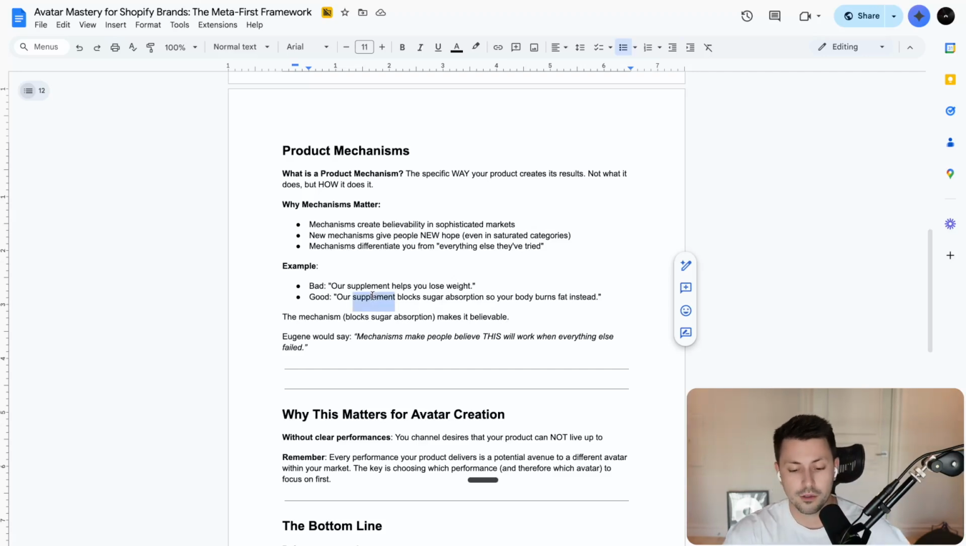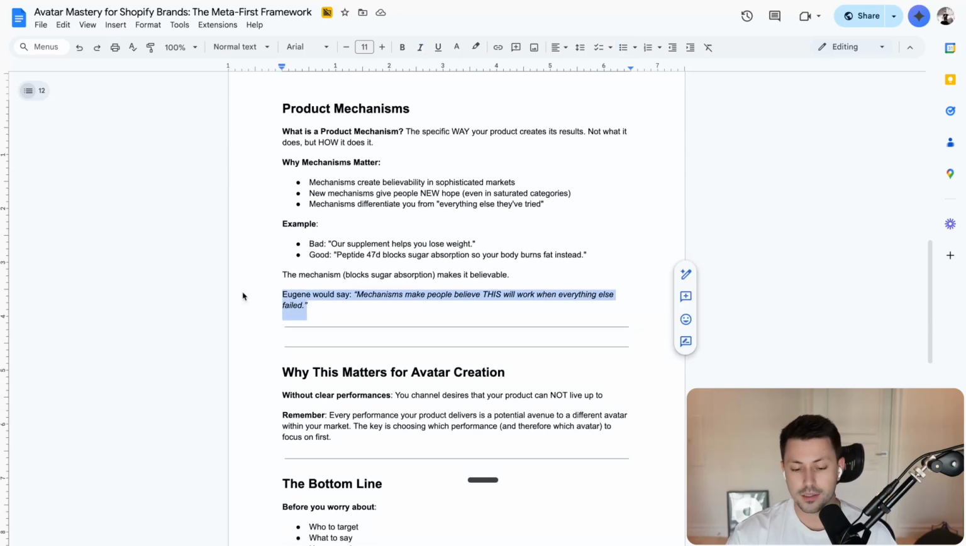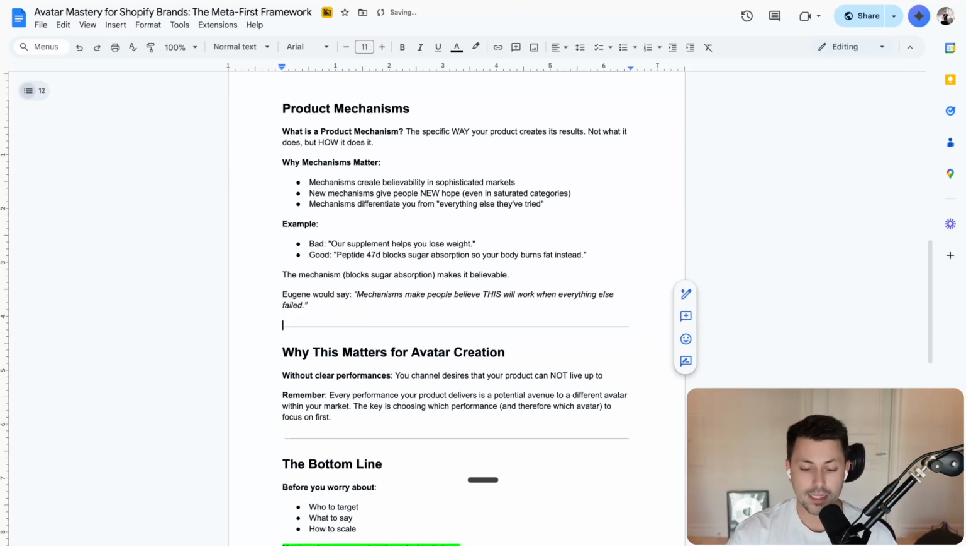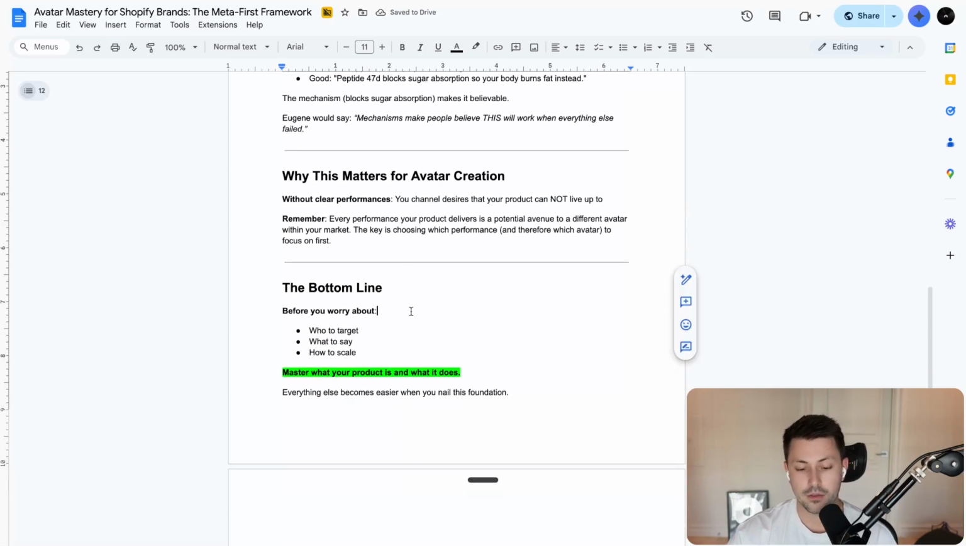Okay. If we actually have the ingredient, so let's just say, I don't know, peptide 47D blocks sugar absorption so your body burns fat instead. So that's how it actually blocks it. Okay. So mechanisms, again, blocking sugar absorption makes it more believable for how the person will lose weight. As good old Eugene would say, mechanisms make people believe that this will actually work when everything else they have tried failed.